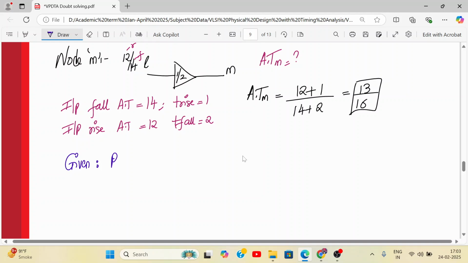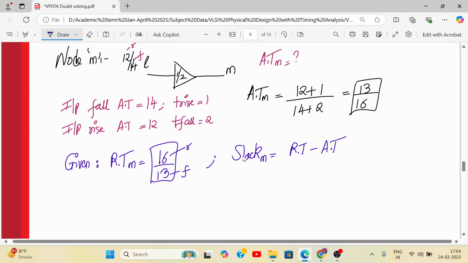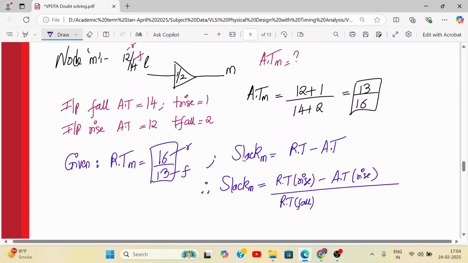And we calculate the slack also. So required time at node M is given as 16 by 13. So basically this is the rise and the fall time. Okay. So how do you calculate the slack? Slack at node M will be required time minus arrival time. So therefore slack will be required time of rise minus arrival time for rise, and required time for fall minus arrival time for fall.